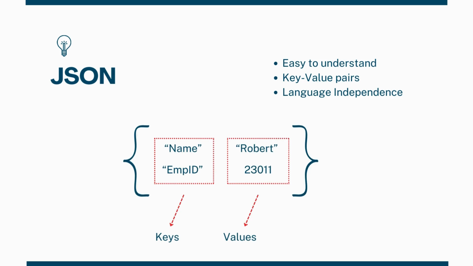Each key is a string followed by a colon and its corresponding value, which can be of any data type like a string, number, boolean, etc. If you have gone through my lecture on Python dictionaries, then you will definitely find some similarities between JSON formatted data and the data provided in the form of a Python dictionary.